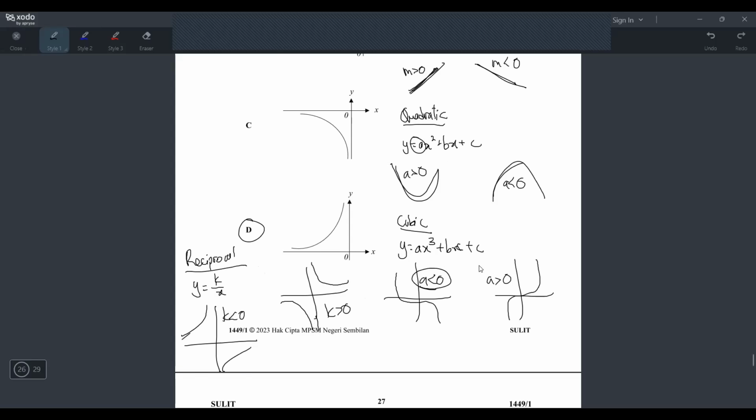Okay, I want to teach you how to hafal this. All right. If you look at the Cartesian plane, this is the y-axis, this is the x-axis. These are all positive values, agree? And this one is also positive. So positive means this is a positive region.